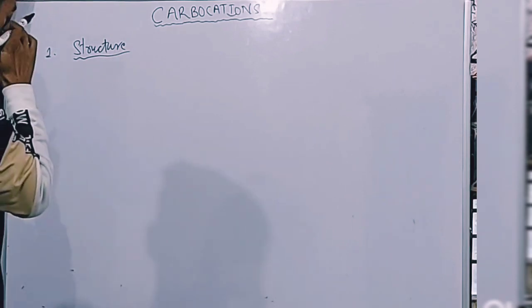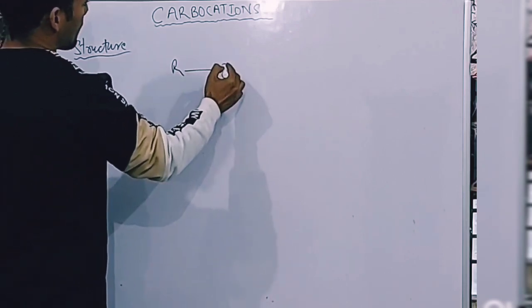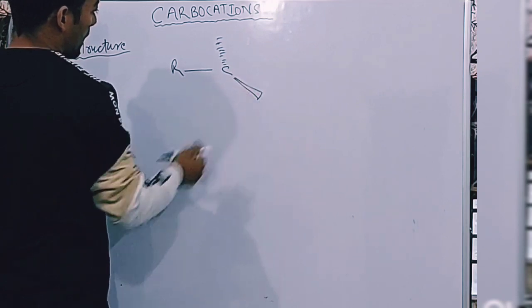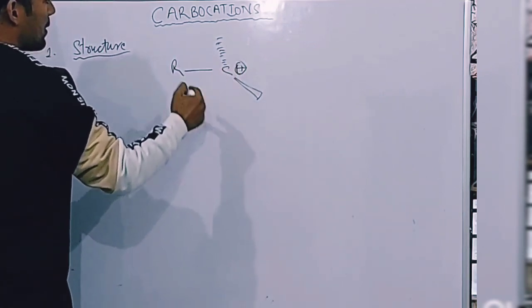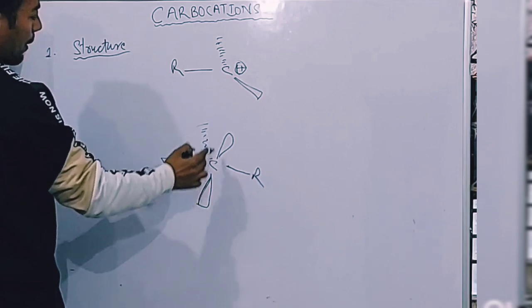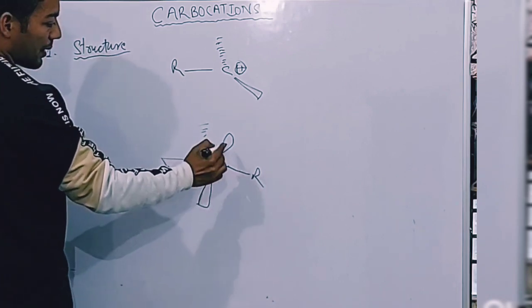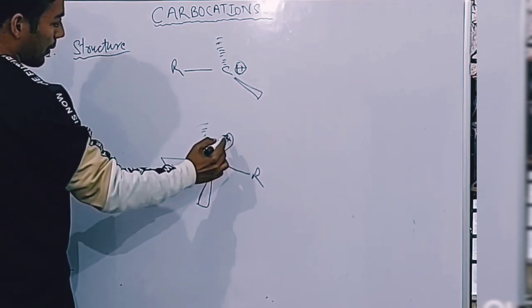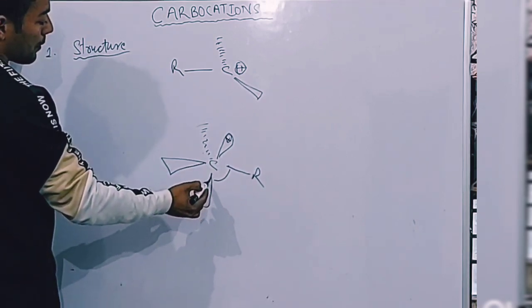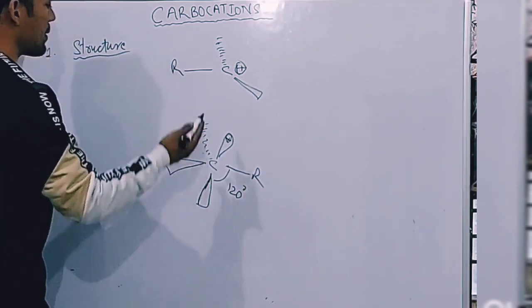Structure. So how does a carbocation look? Let's see a simple case. So this is a carbocation. You can see that this is a vacant orbital, and here it will be without any electron. So this is positively charged, and the angle between substituent bonds is 120 degrees. So this is the structure of a carbocation.